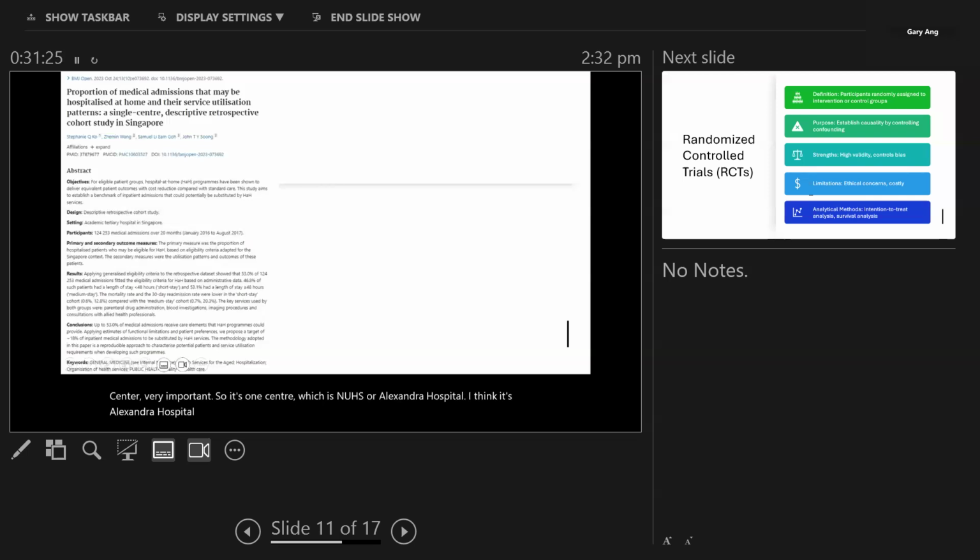Okay. So these are the things you follow up: design, setting, participants. Again, 20 months. So there's a period, it's 20 months. The primary measure is those that are hospitalized. Secondary measures is the utilization pattern. Not sure why it is a cohort study. They only look at this.